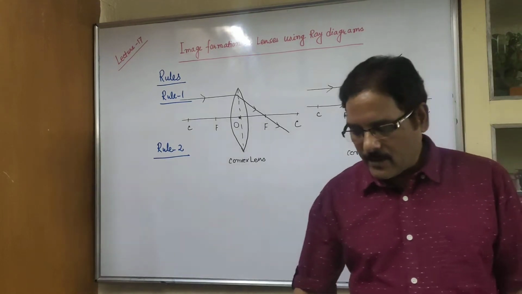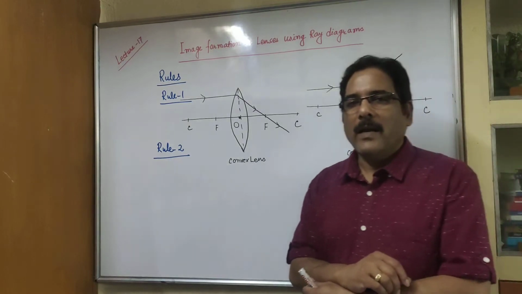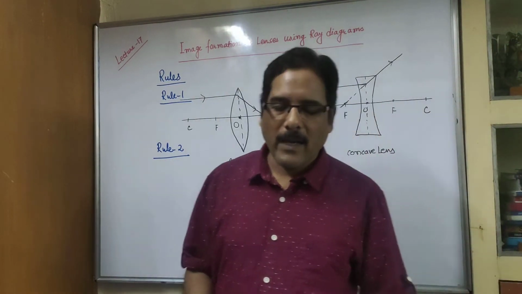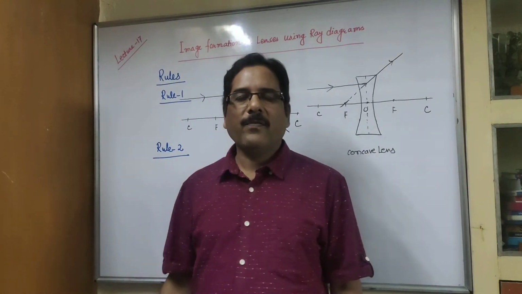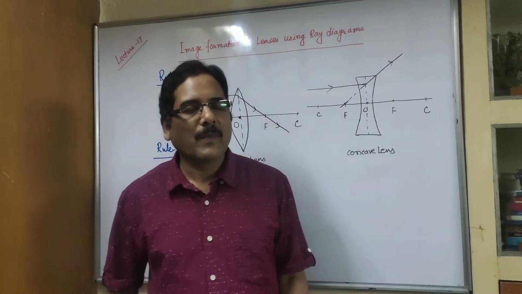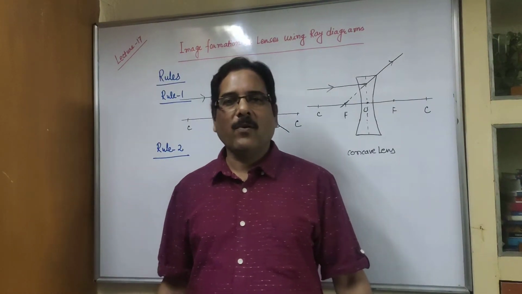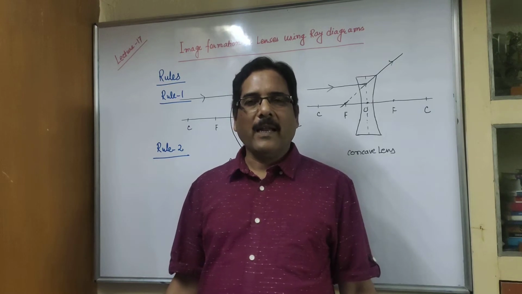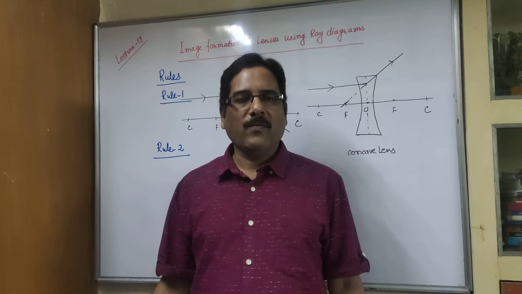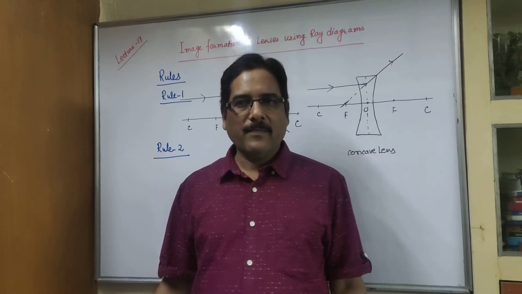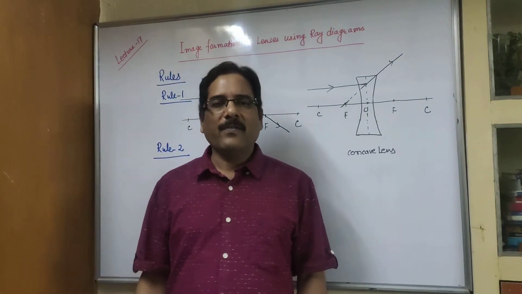So write the second rule. Second rule is just opposite of it. Write down: a ray of light which passes through principal focus of a spherical lens becomes parallel to principal axis after refraction.